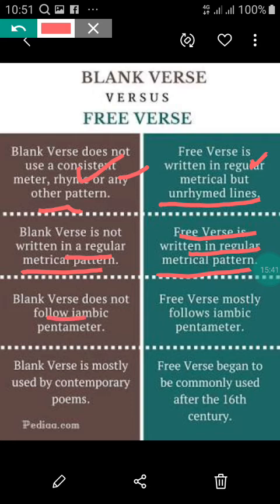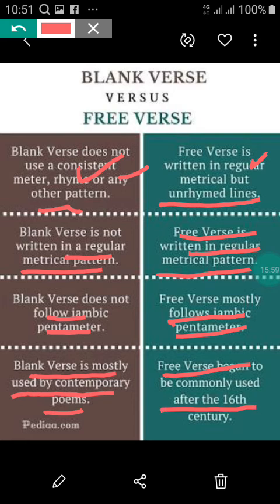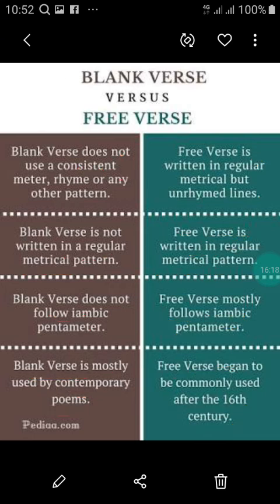Blank verse does not follow iambic pentameter, so it is not necessary to write in iambic pentameter. You can even write in trochaic meter, anapaest and so on. Free verse mostly follows the iambic pentameter. Blank verse is mostly used in contemporary poems. Free verse began to be commonly used after the 16th century. So here is the difference between free verse and blank verse. Blank verse does not follow any rhyming scheme, meters or patterns, but here you have to follow the meter, not the rhyming scheme, in free verse.